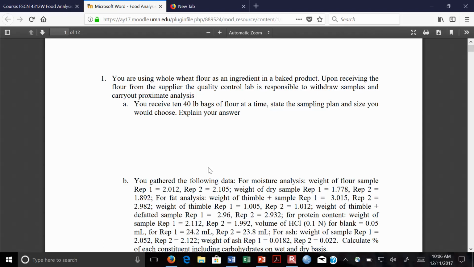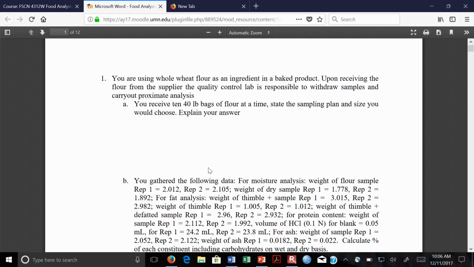So you are using whole wheat flour as an ingredient in a baked product. Upon receiving the flour from the supplier, the quality control lab is responsible to withdraw samples and carry out proximate analysis. So you receive 100 pound bags of flour at a time. State your sampling plan and size you would choose. Explain your answer.